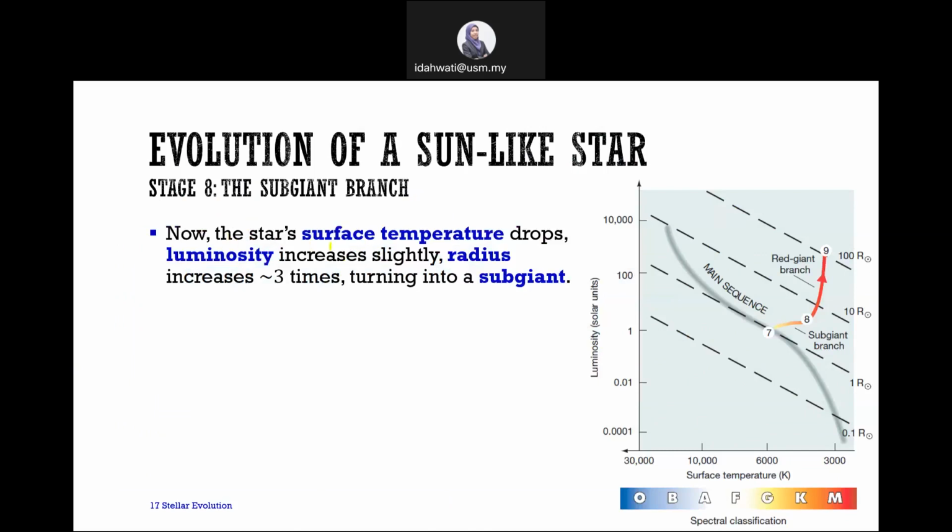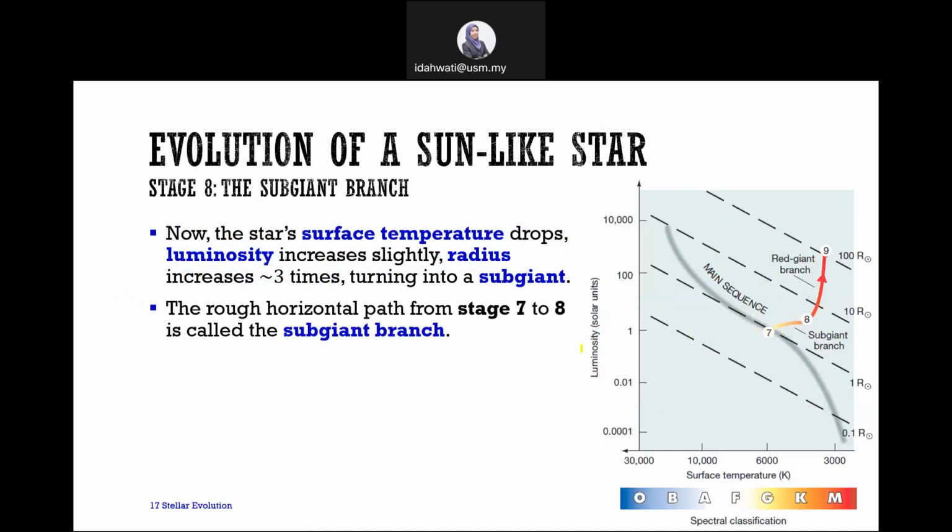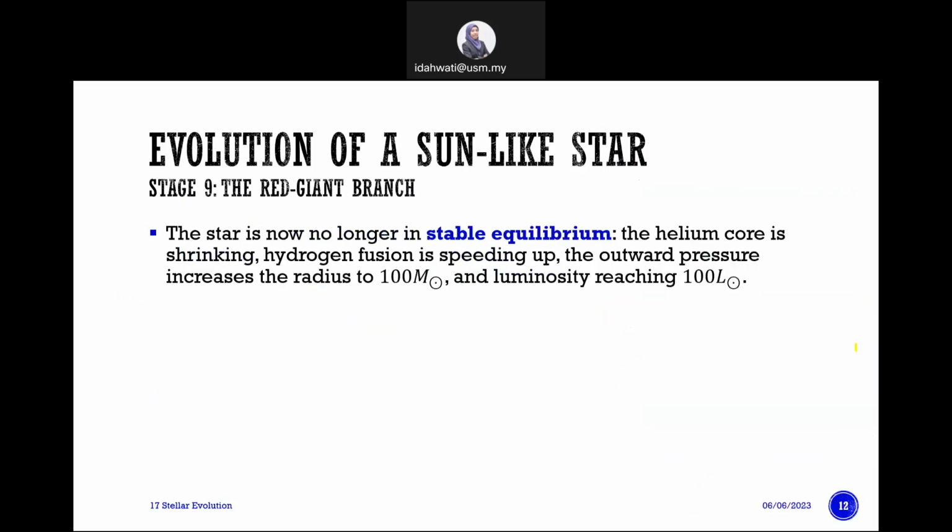So now the star's surface temperature drops, luminosity increases slightly and the radius increases. So it will turn into a subgiant, as you can see from the 7th to the 8th stage here. So the horizontal path from stage 7 to 8 is called the subgiant branch.